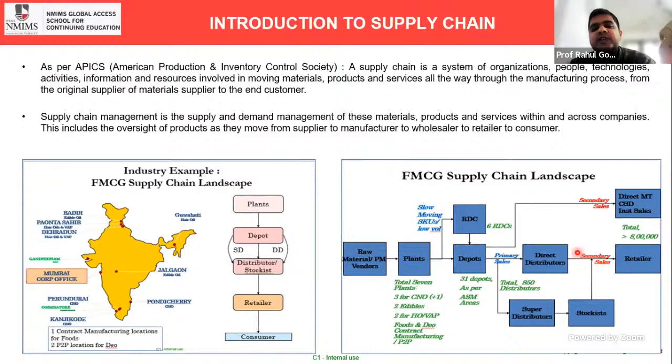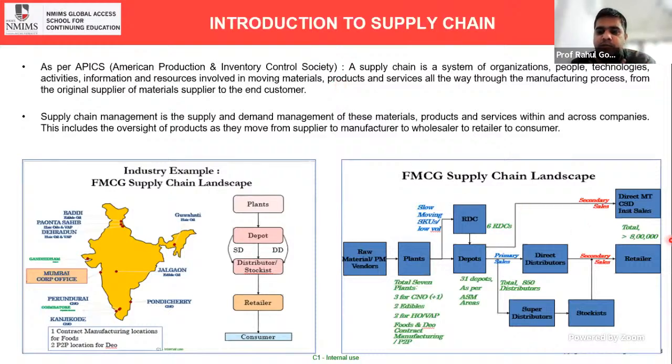In your operations and supply chain management course, when you studied demand management or demand forecasting, did you come across various types of demand, or was there only one demand? Poorna is saying fast moving and slow moving. Okay, no, let me explain it to you.